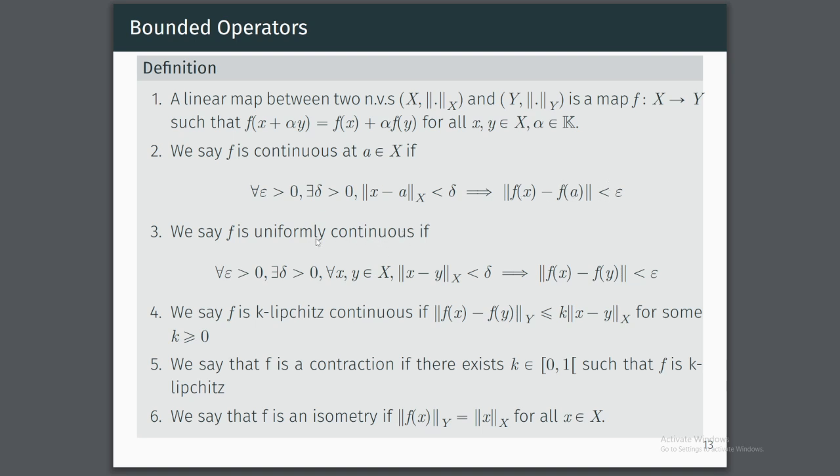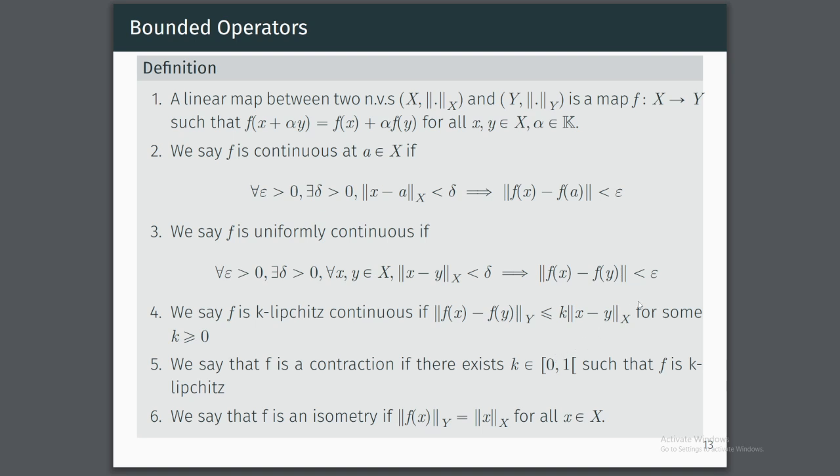Uniform continuity forces more, so that a single delta has to suffice for any x and y in the space. You can't pick a different delta for every epsilon; a single delta needs to work for all the points. As a reminder, Lipschitz continuity just means the norm of f of x minus f of y is at most k times the norm of x minus y for some positive k, and f is a contraction if k is strictly between 0 and 1. Should really emphasize that.